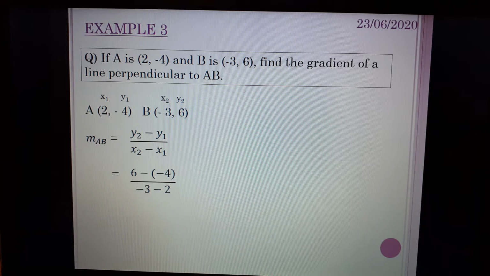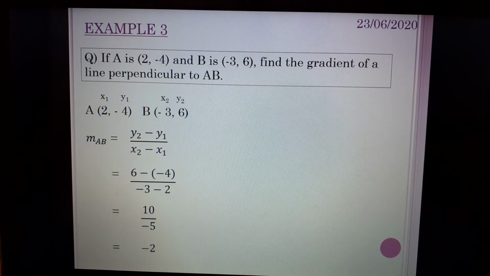So 6 plus 4 will be a 10 in the top. And -3 minus 2 will be -3 going down a further 2, remember? -5 in the bottom. Okay. 10 divided by 5 is simply 2. A positive divided by a negative is a negative. So the answer is -2.